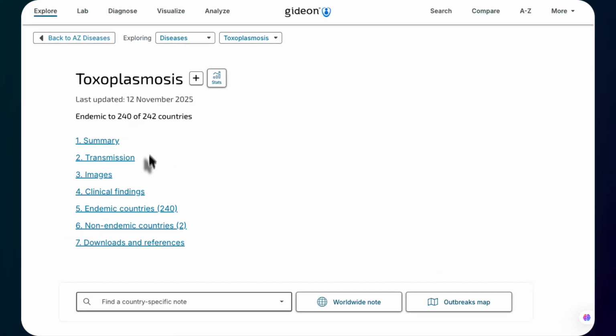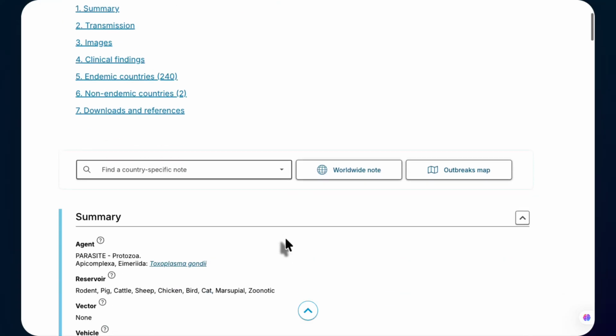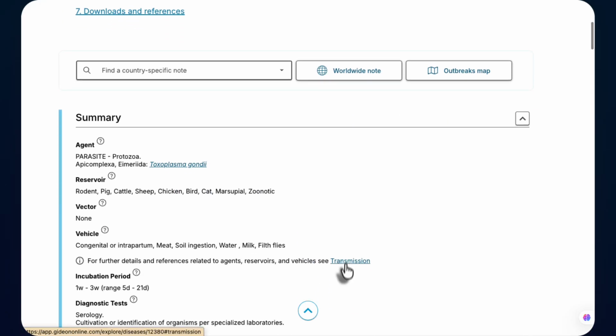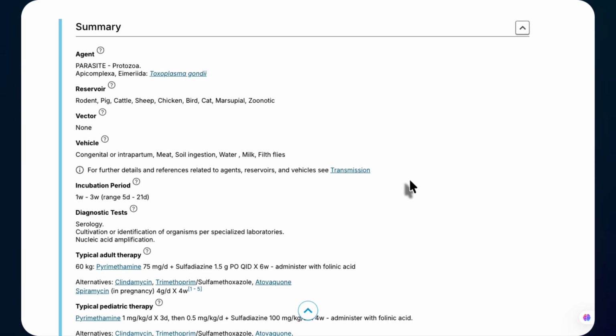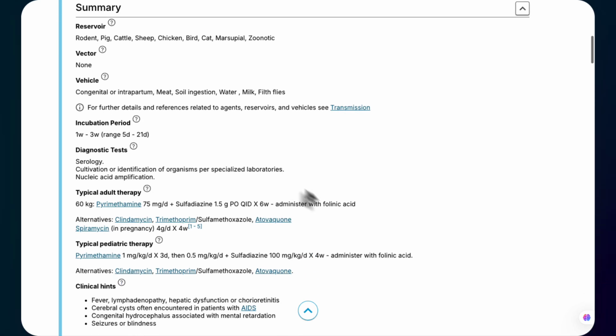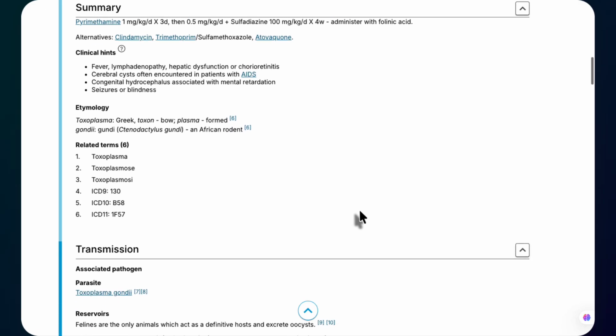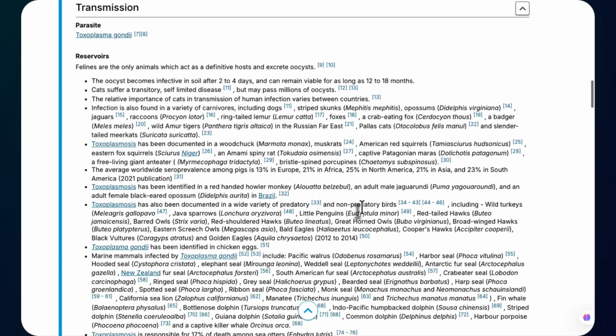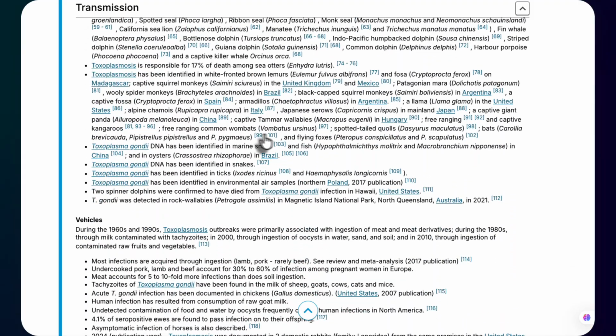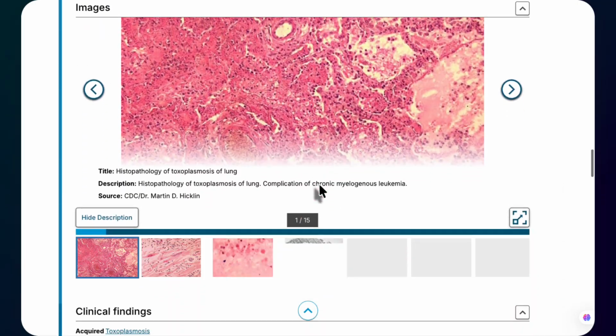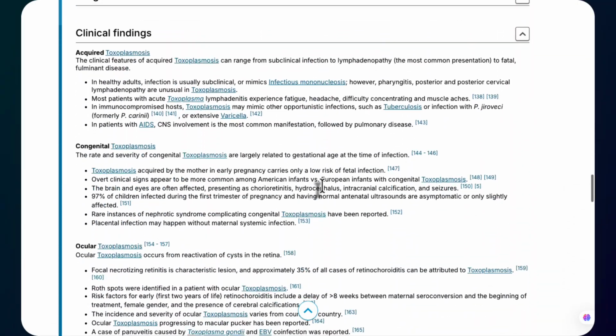And you see, again, you have a wealth of information about the specific disease if you want to know more about it. You get the agent, what organism it is, and it brings you to another page where it tells you more about the actual parasite, the reservoirs, vectors, vehicles, incubation period, and so on. So you get a very systematic run through of all the different parasitic diseases you can imagine, always backed up with references. This is a highly curated site, and a very valuable resource for you to have.